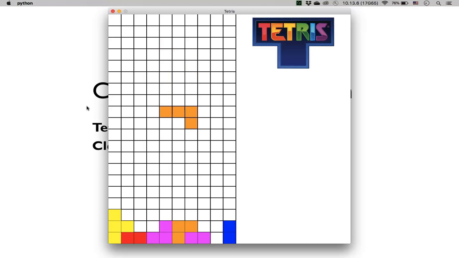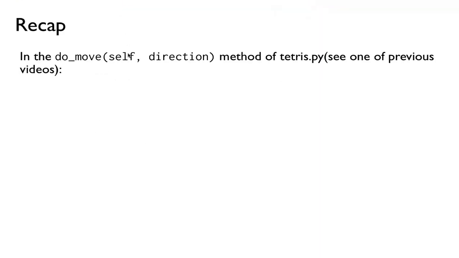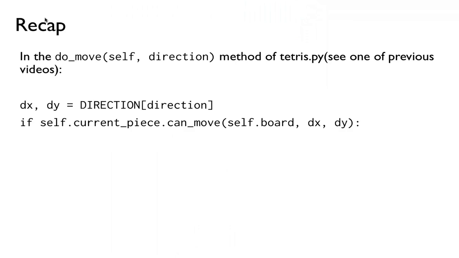Okay, so here's the basic algorithm. There was a do_move method in the Tetris main module, and this do_move method takes a direction, for example, do_move left, do_move right, do_move down. As a reminder, we did this in the previous video. We took the direction and figured out what change that is. For example, if I'm moving down, dx would be 0, dy would be -1. So we extract out the vector of the movement, and then if the current piece can move in that direction on the board, then go ahead and move it.